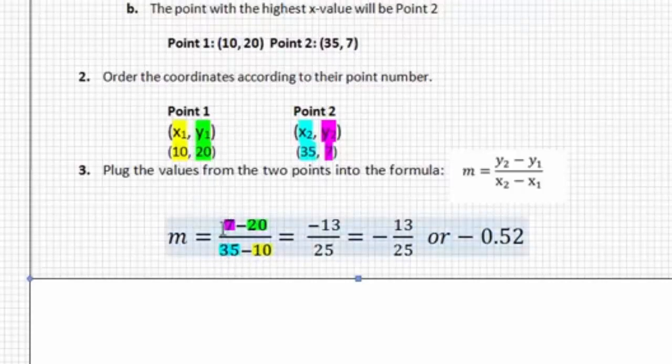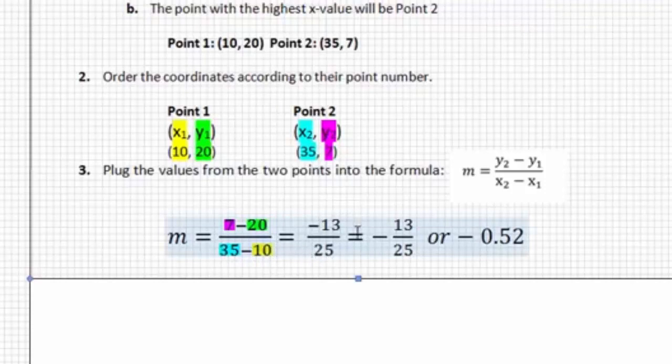I like that they're stacked up, so you should see the y of the second point over the x of the same point, minus the y of the first value over the x from the first value. Those should line up from one ordered pair. And when we take 7 minus 20, we get negative 13. When we take 35 minus 10, we get 25.